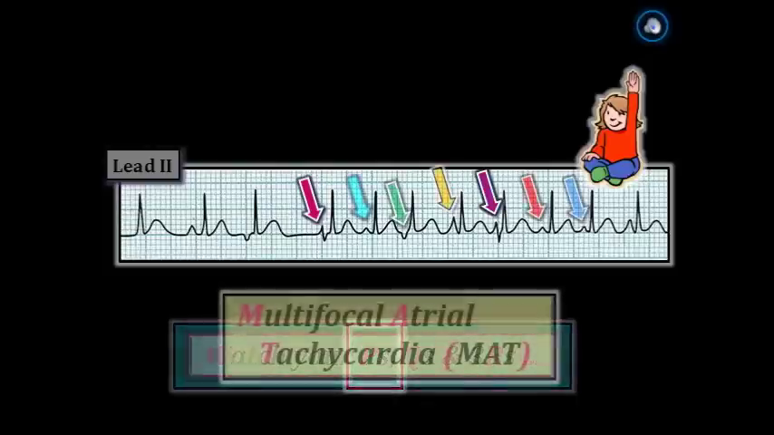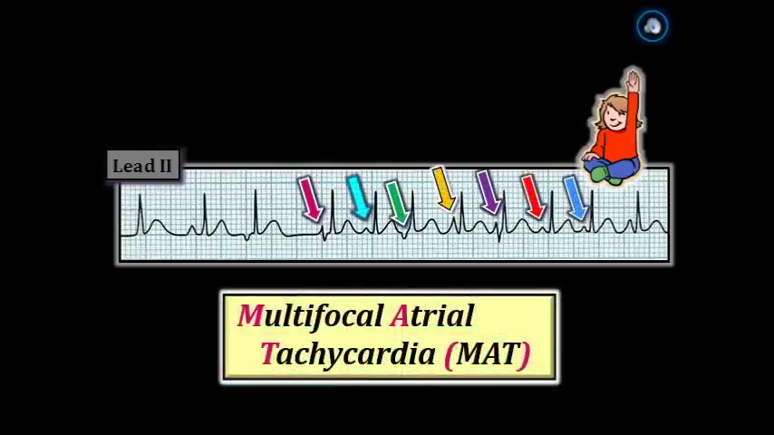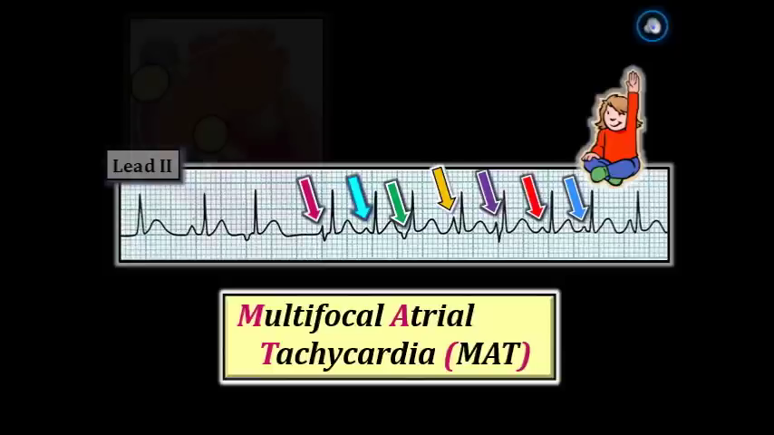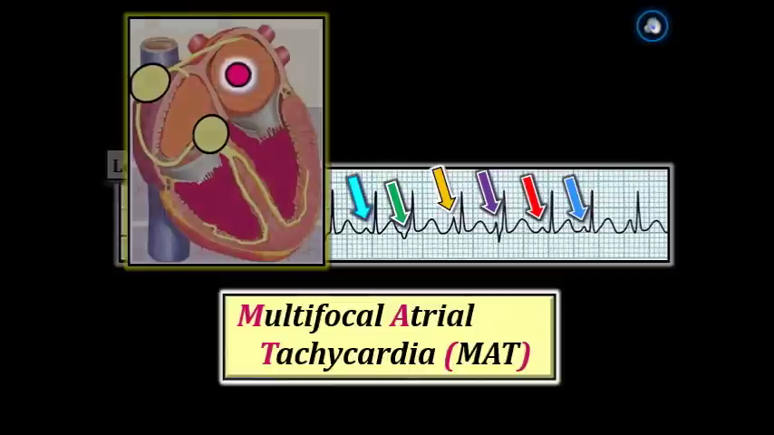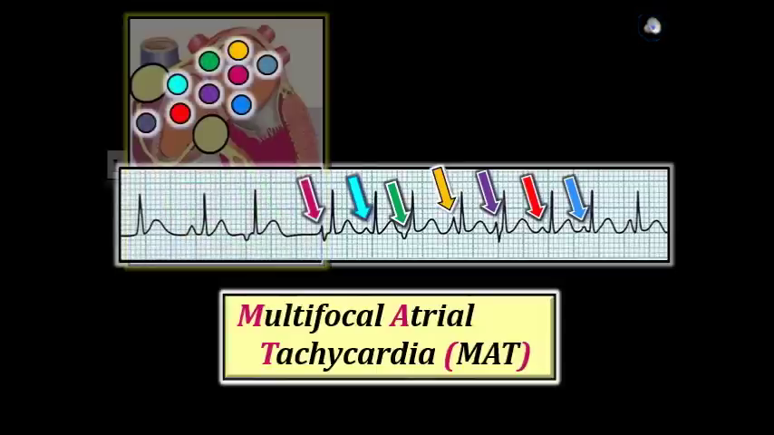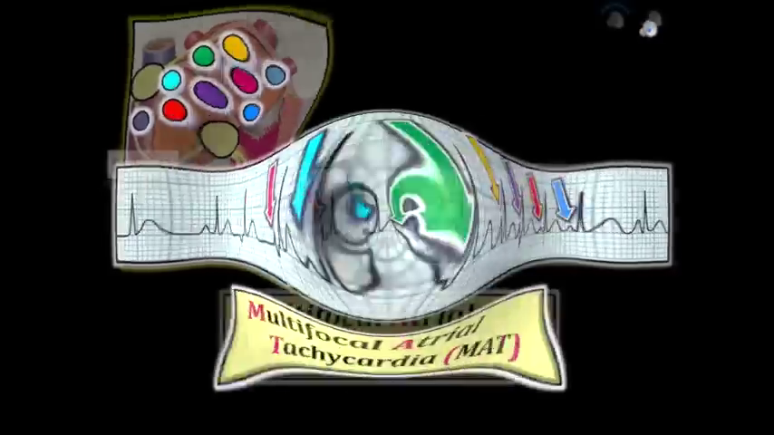This is MAT, or multifocal atrial tachycardia. The name tells all. There are multiple sites in the atria that are continually discharging at a rapid rate. The cause is usually hypoxemia from severe pulmonary disease or occasionally from severe metabolic disturbance due to an acid base and/or electrolyte disorders. Treatment is directed at trying to identify and correct the precipitating cause.